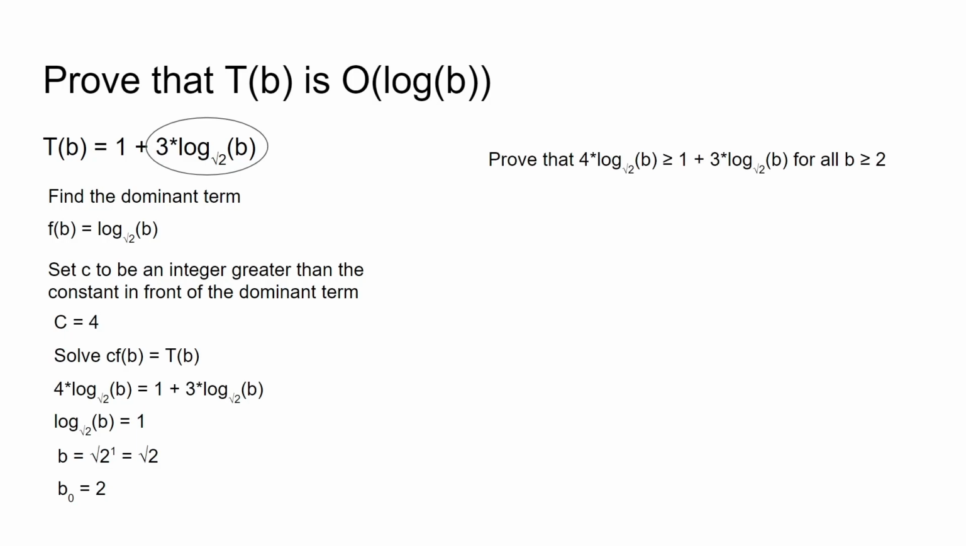Subtracting 3 log of b from both sides, we get log of b is greater than or equal to 1, and taking the square root to the power of both sides, we get b is greater than or equal to root 2 for all b greater than or equal to 2. And since 2 is greater than root 2, this is a true statement, and t of b is O log of b and has logarithmic time complexity.